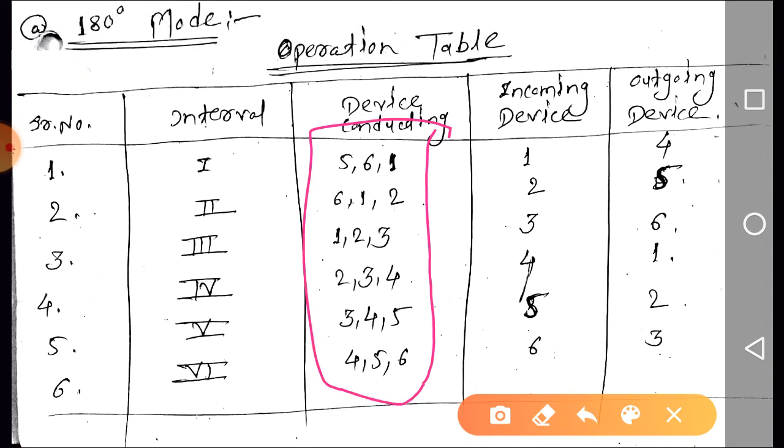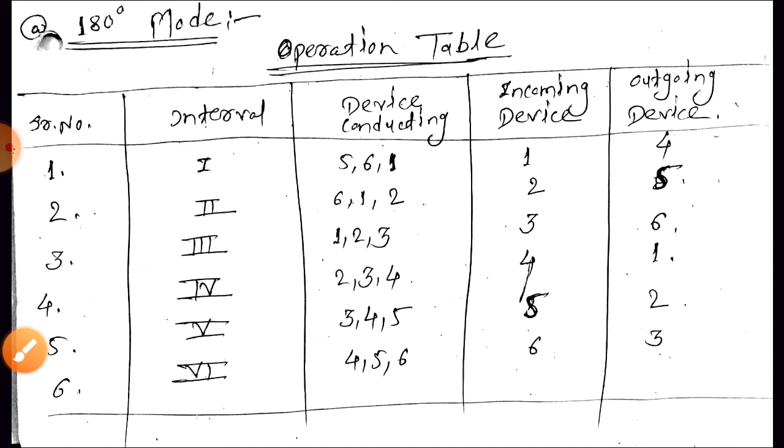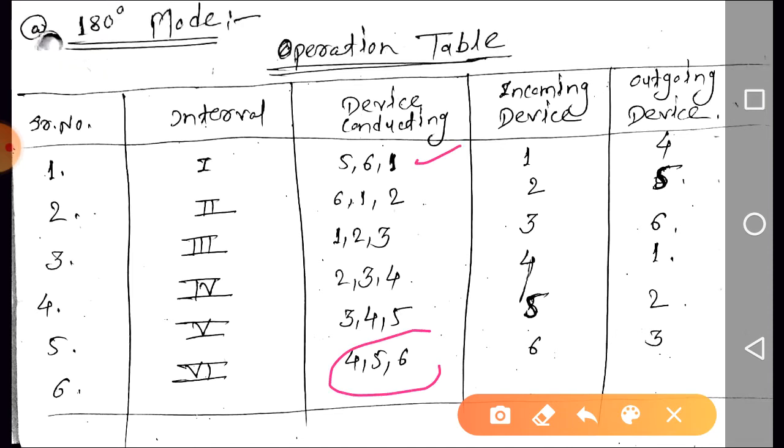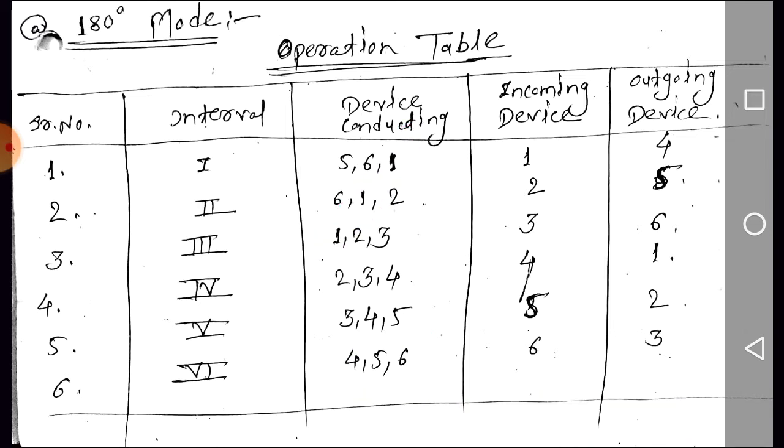Next, in 180 degree mode, each switch conducts for 180 degrees. If you check here, switch number 1 is present in the first, second and third intervals, but is it present in the fourth interval? No. So switch number 1 is present in 3 intervals. As I said, each interval is of 60 degrees, so 60 into 3 is a total of 180 degrees.